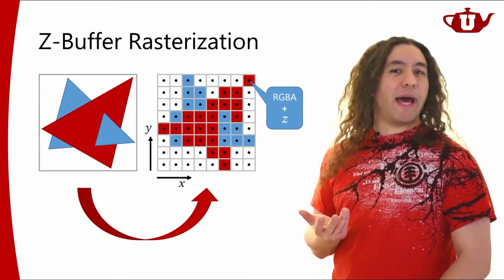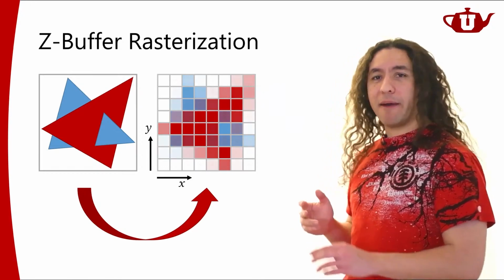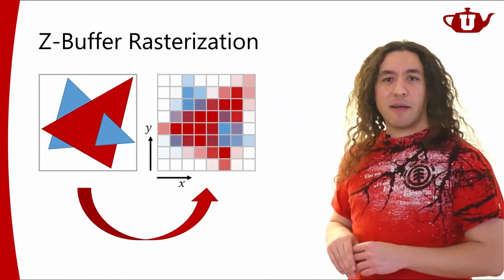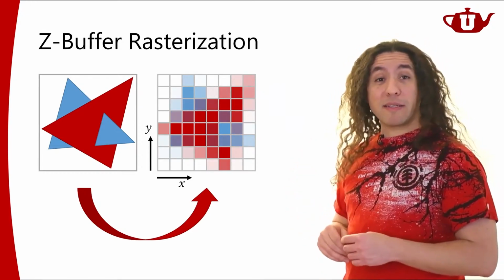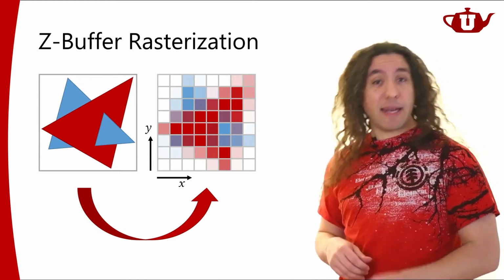What if I wanted to have anti-aliasing, right? What if I want to have these nice smooth edges? What would happen then? Can rasterization handle that? Yes, it can handle that as well.